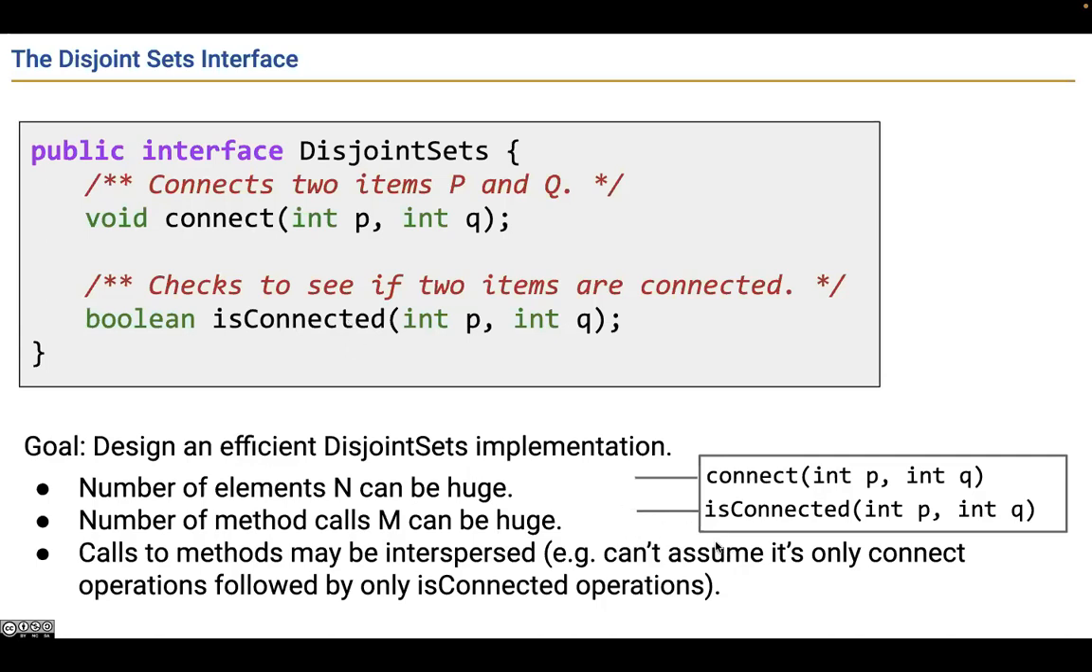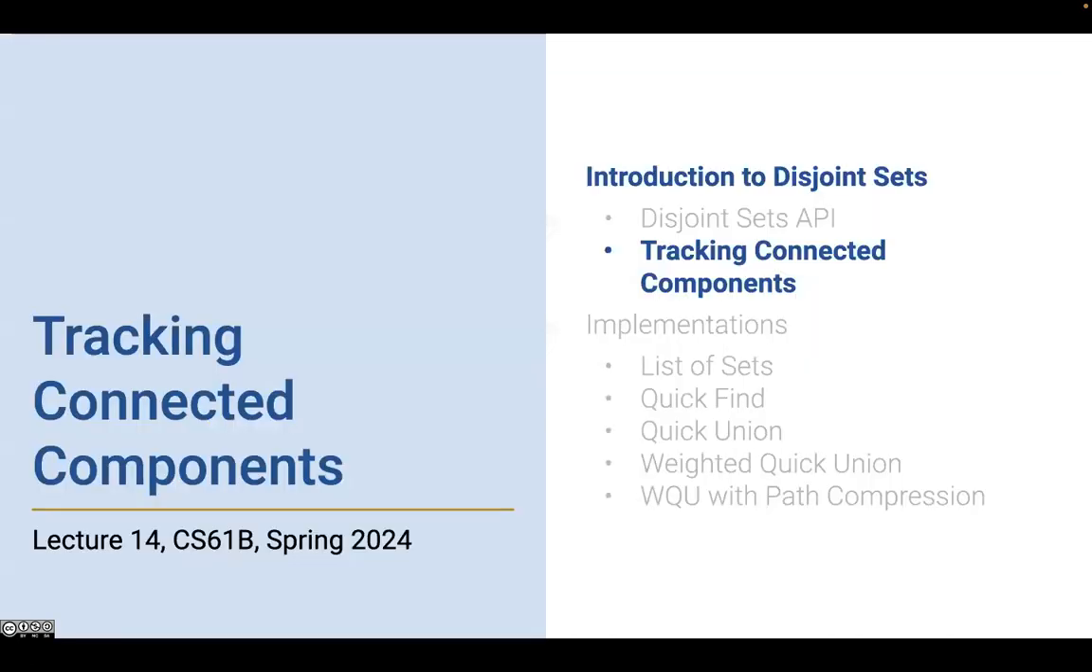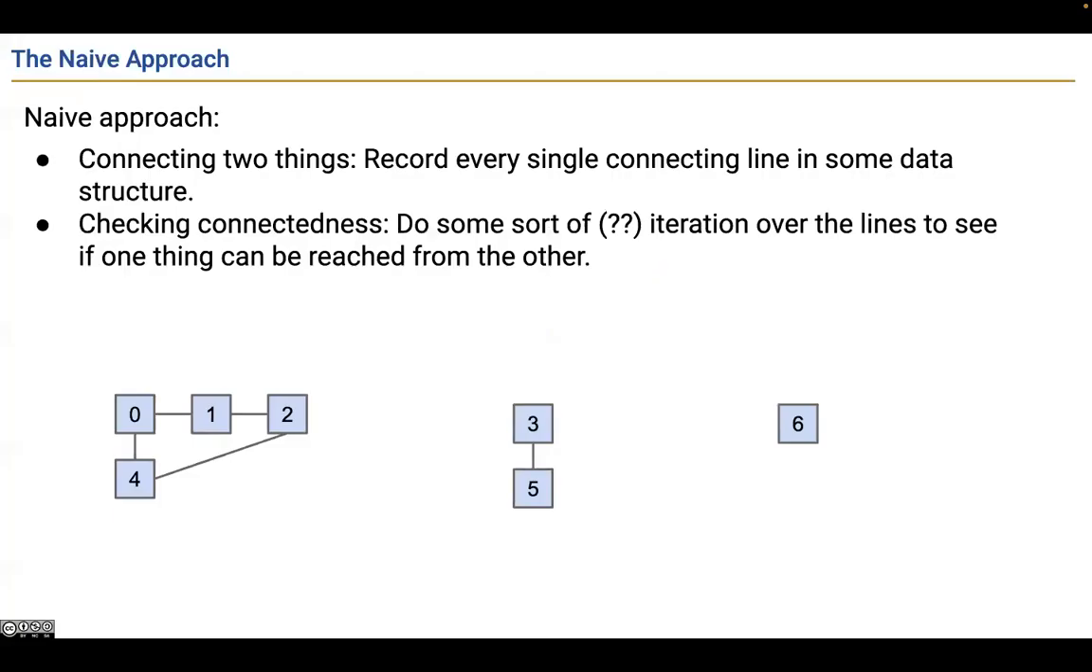OK. And as we said earlier, the operations can be interspersed. So you cannot assume they're going to connect everything first and then ask you questions. They could ask you some questions, connect some more things, and then ask you more questions. And the answers might change. OK. So let's start digging right in. We'll try and think about what can we do to implement this show for the people in the cave.